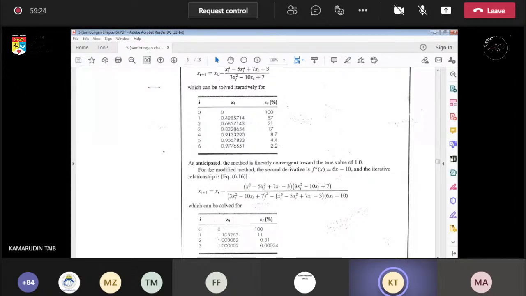Then we use the equation for multiple root Newton-Raphson as shown previously in the upper transparency just now, which is x_{i+1} equals x_i minus f(x) multiplied by f'(x), divided by f'(x) squared minus f(x) multiplied by f''(x).